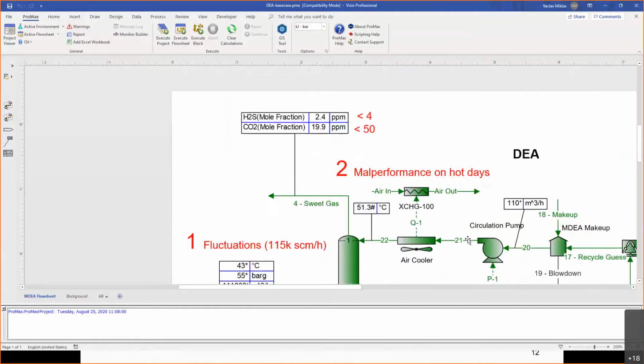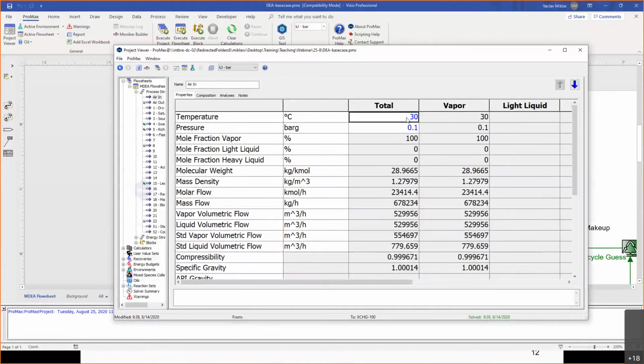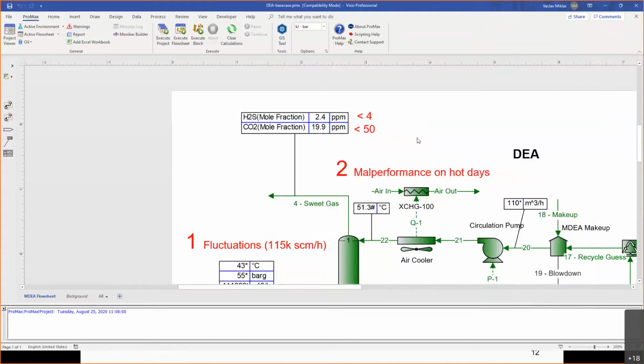The other problem is that they have similar off-spec problems on hot days. If it gets too hot, and if I open this inlet air stream, you will see that we already have, say, a bad case scenario here with 30 degrees Celsius. But if it's the worst case scenario and it's 35, they have experienced that they weren't able to meet the specification. Another problem related to this is that they have limited footprint, so they're not able to easily expand their air cooler section. So this is something they need to deal with.